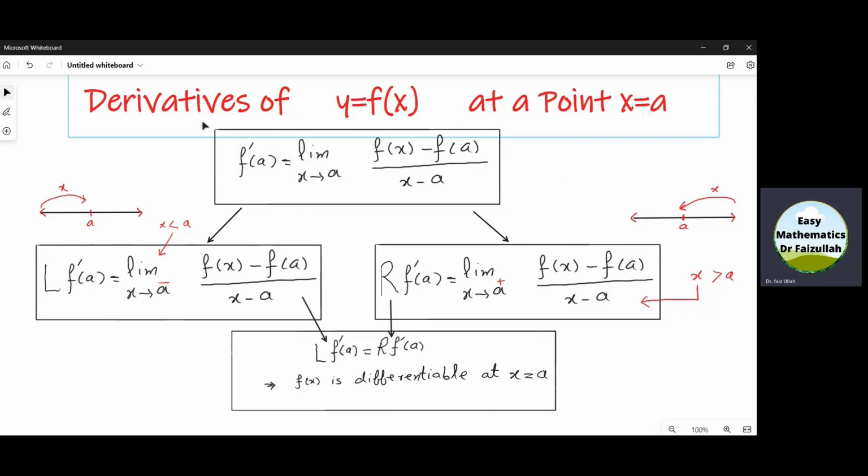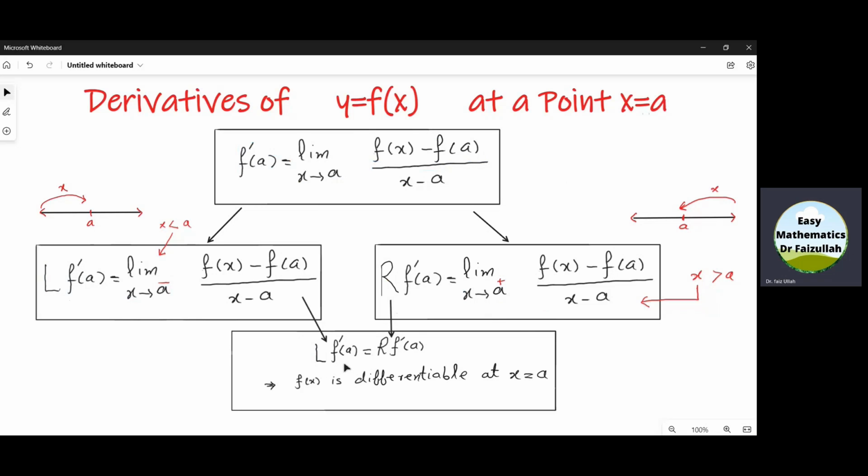To calculate the derivative of a function f of x at a given point x equal to a, we shall use this definition of the derivative. We shall find the left hand derivative by using this formula, which is just the left hand limit, and the right hand derivative by using this formula, which is just the right hand limit.